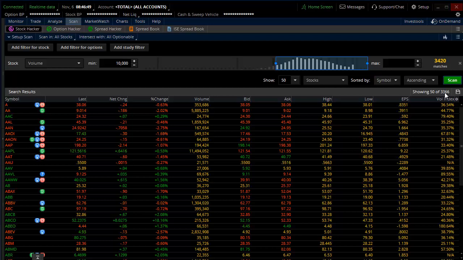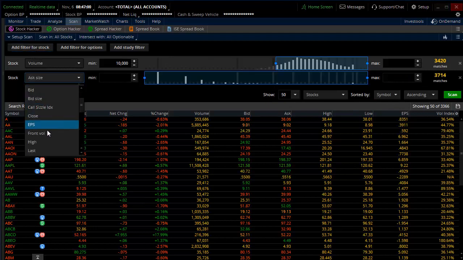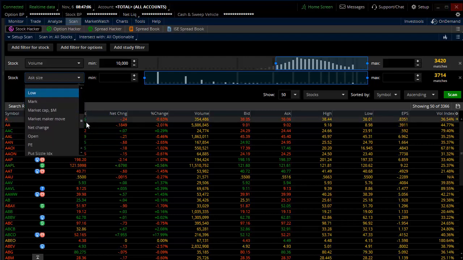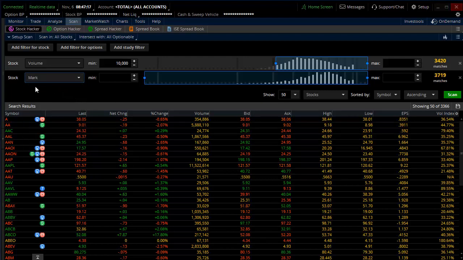Excellent. So now I've already begun eliminating and narrowing down my pool of stocks to choose from. All right. I want to add another filter for stock. If I'm looking at all these choices that I can see, I also want to look right here at the mark. That's going to tell me all stocks that are trading from 0 all the way up to, what's the highest one? $1,444 per share.